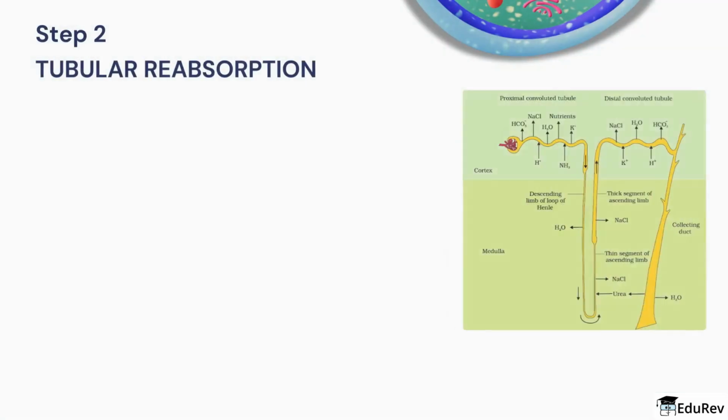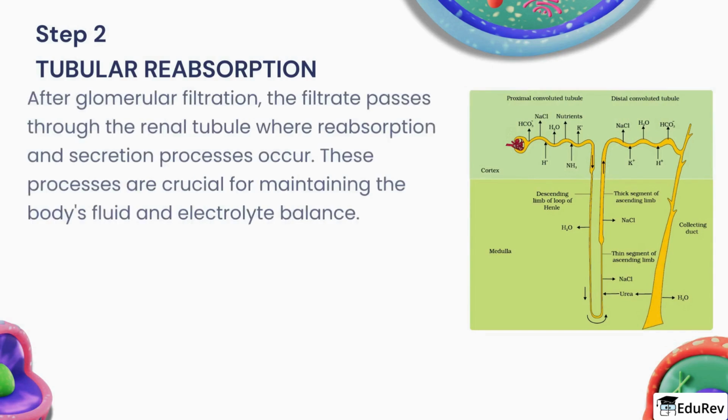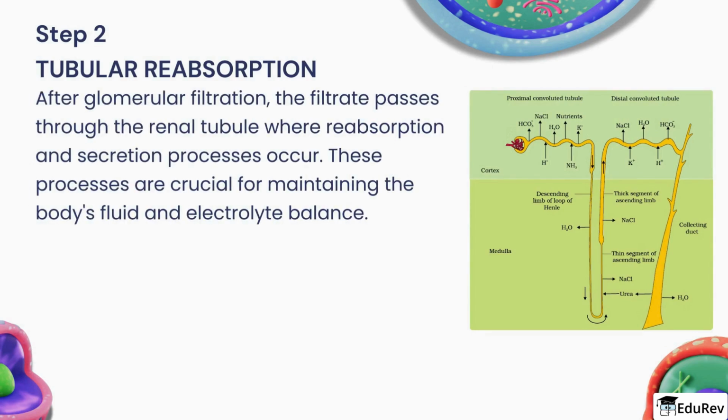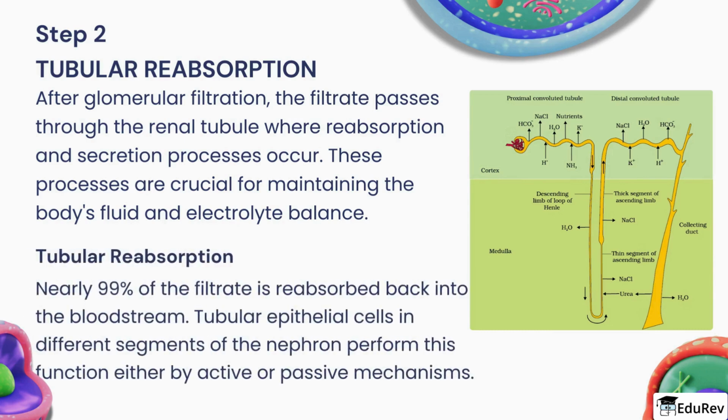Next, we have tubular reabsorption. After glomerular filtration, the filtrate passes through the renal tubule, where reabsorption and secretion processes occur. These are crucial for maintaining the body's fluid and electrolyte balance. Nearly 99% of the filtrate is reabsorbed back into the bloodstream.